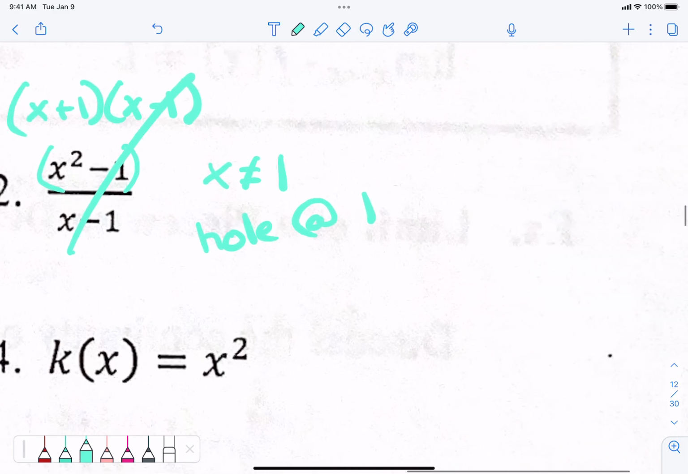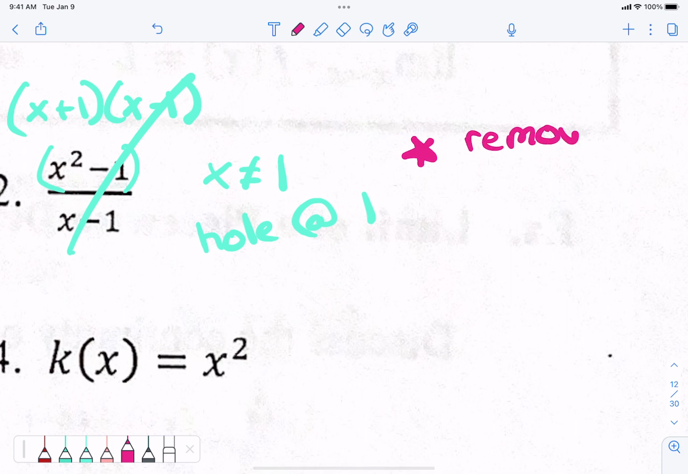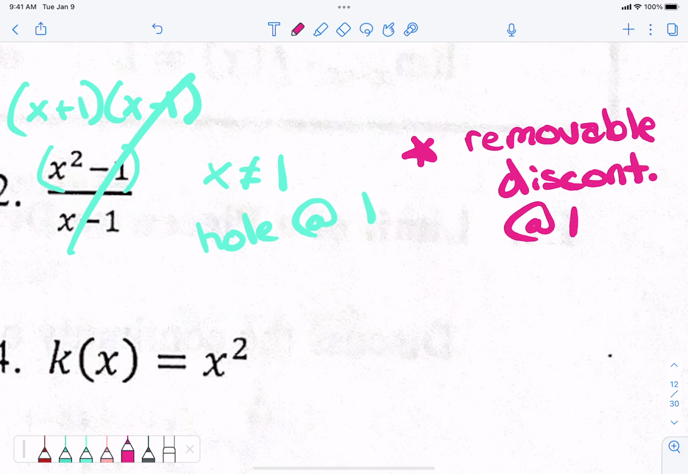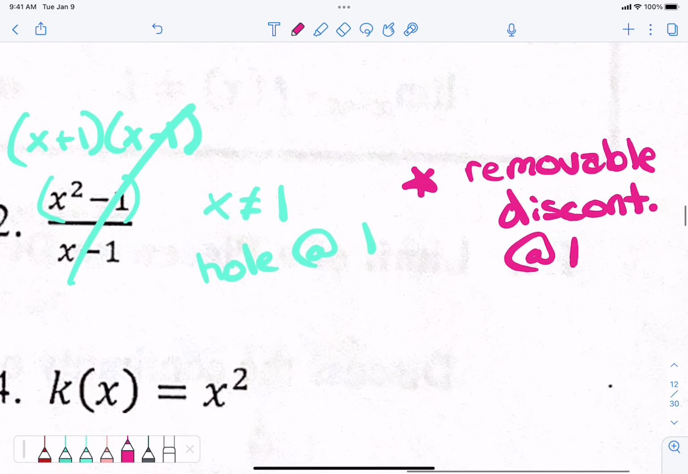And what they will call that, write this down and put a star by it, they will call that a removable discontinuity at 1. Because I was able to remove it, right? I was able to get rid of it. Like I deleted it out after I factored it, right?